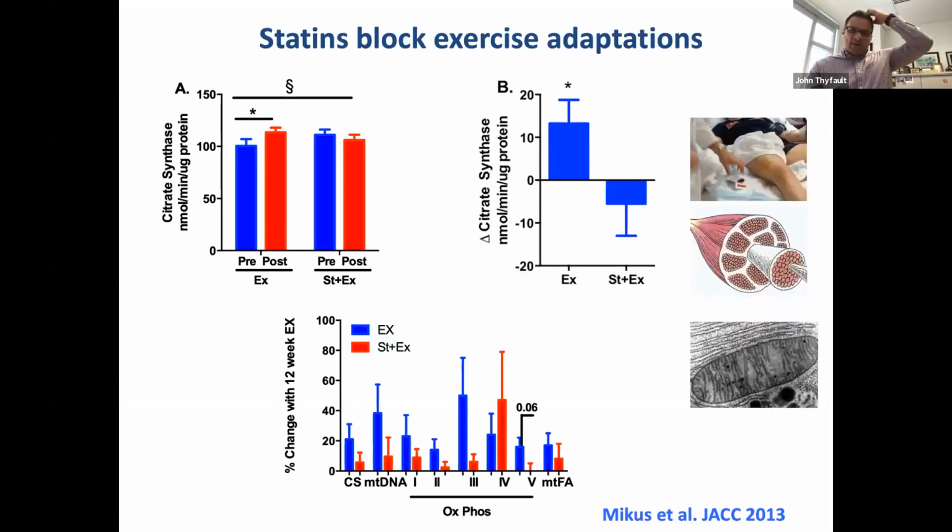We took muscle biopsies and measured markers of mitochondrial content. We weren't doing respiration at the time, but we measured markers of mitochondrial content. You can see the exercise group had the expected increase. This is the delta response. We measured a number of other mitochondrial content markers, and you can see the same general trend across most of these.